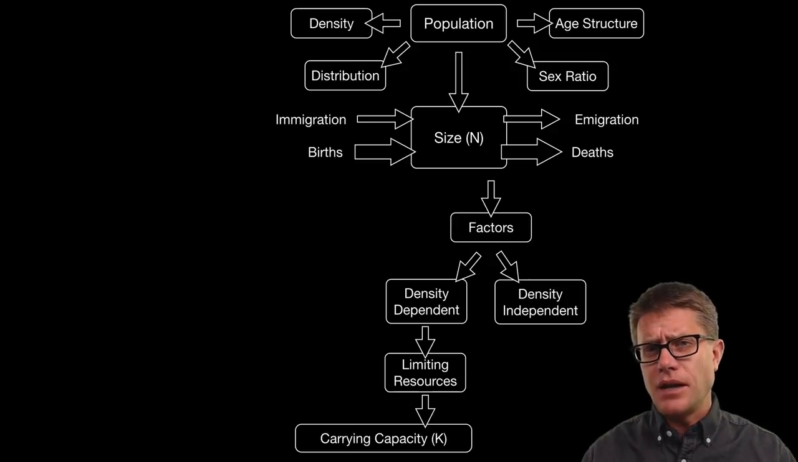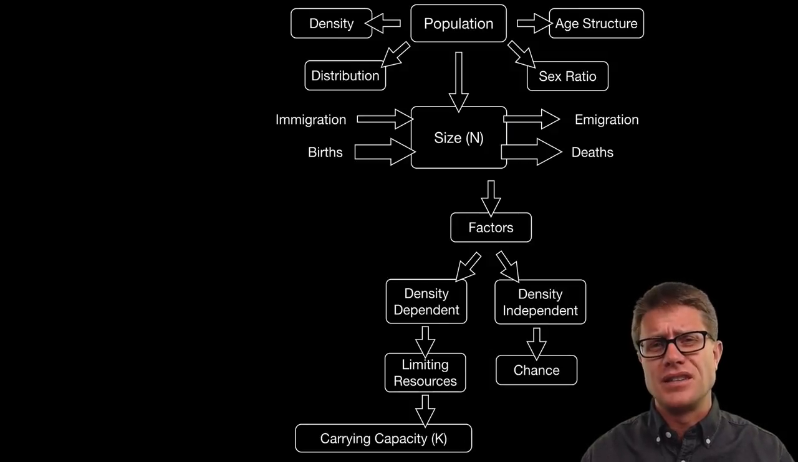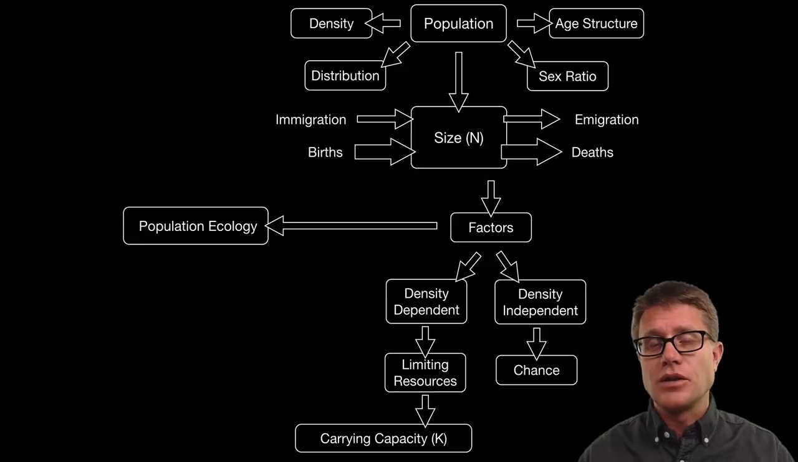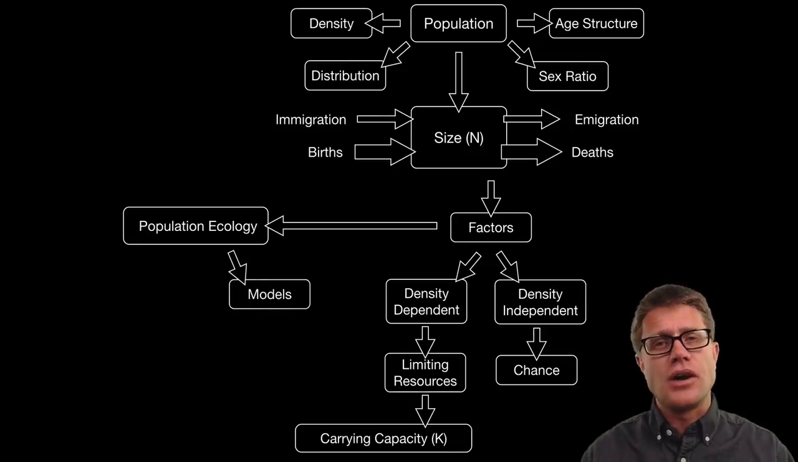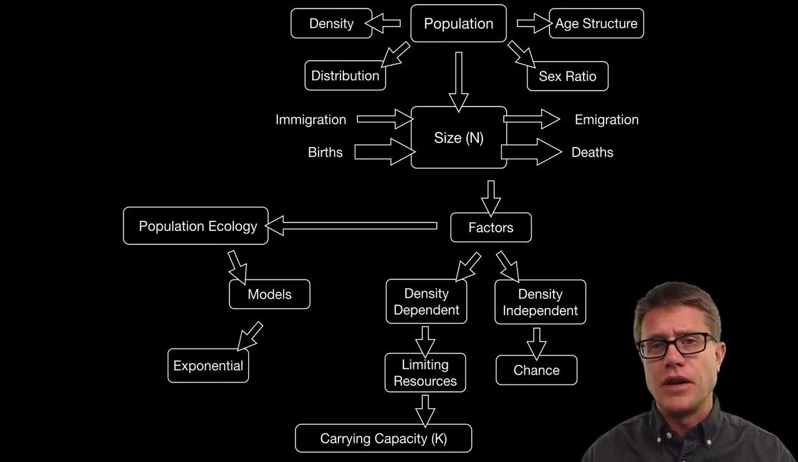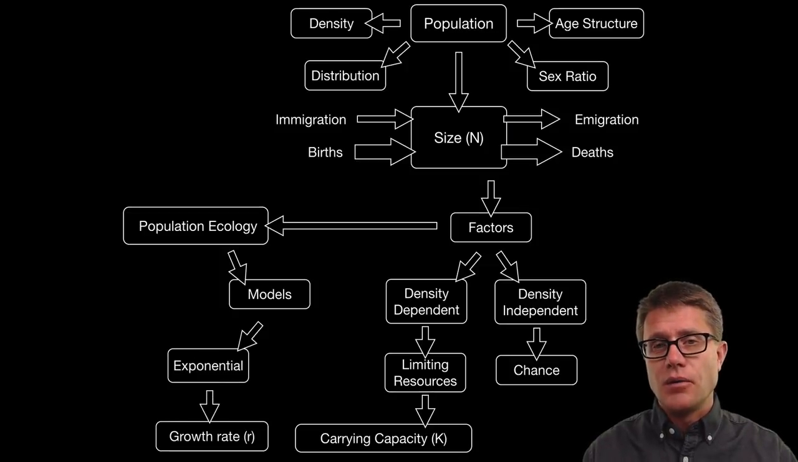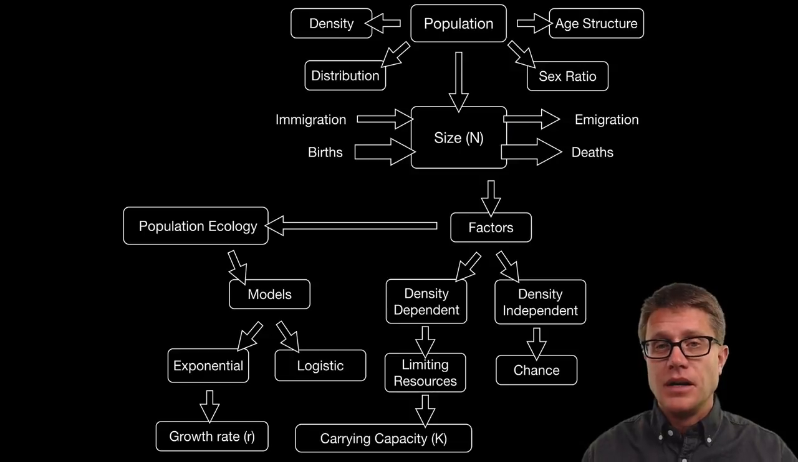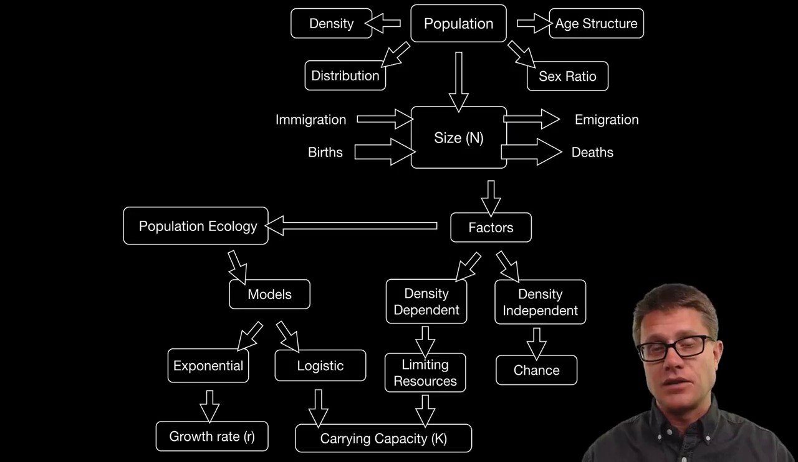We also have density independent factors, and those are things related to chance. So a flood or a fire could be examples that limit the size of the population. In population ecology, we're studying these factors, and scientists come up with models that help to describe what's going on in a population. A famous model is the exponential growth model. What we're looking at is this growth rate and how it's increasing the population over time. And then we have a logistic model. It's also showing exponential growth, but eventually it's reaching what's called a carrying capacity, or this limit of population growth.